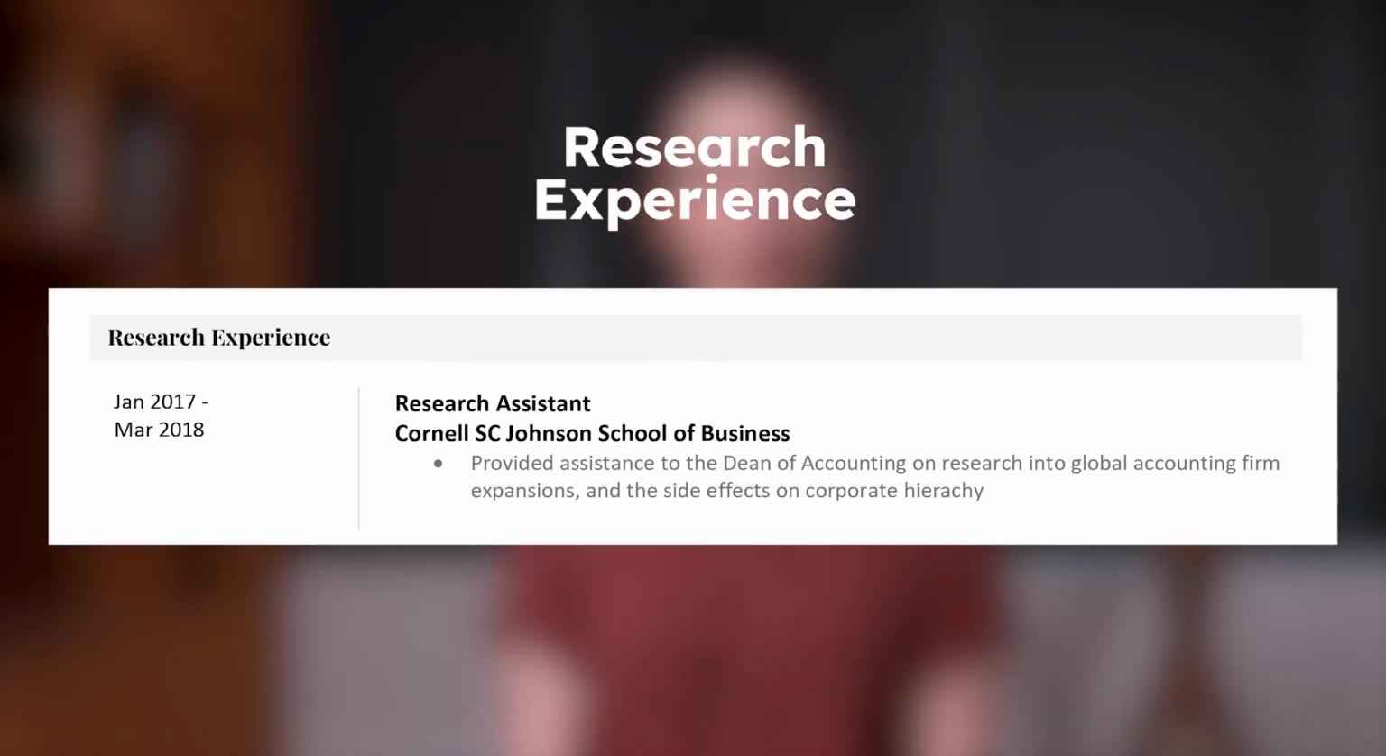If you're currently in college or you just graduated, describing your research experience can help strengthen your academic CV. Besides including dates, name of the position, and the institution where the research was conducted, write a few bullet points under each entry. These bullet points should briefly describe the duties of the role. You can also mention what methodologies were used to conduct the research.